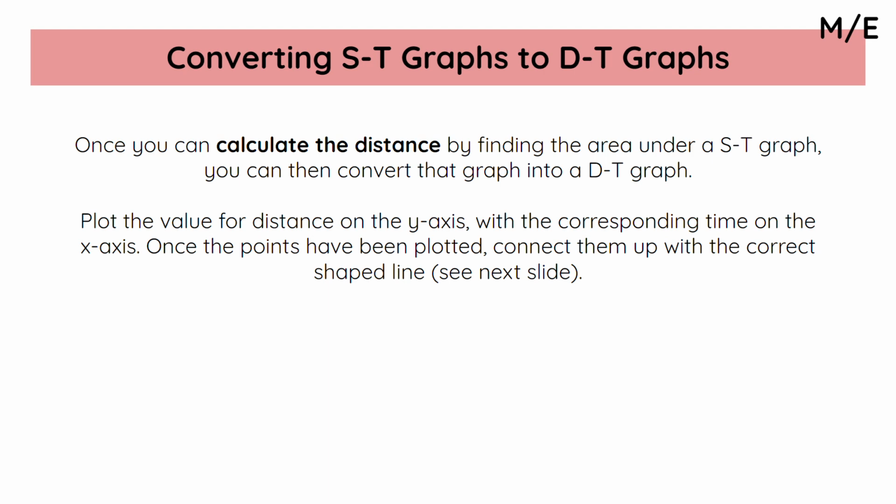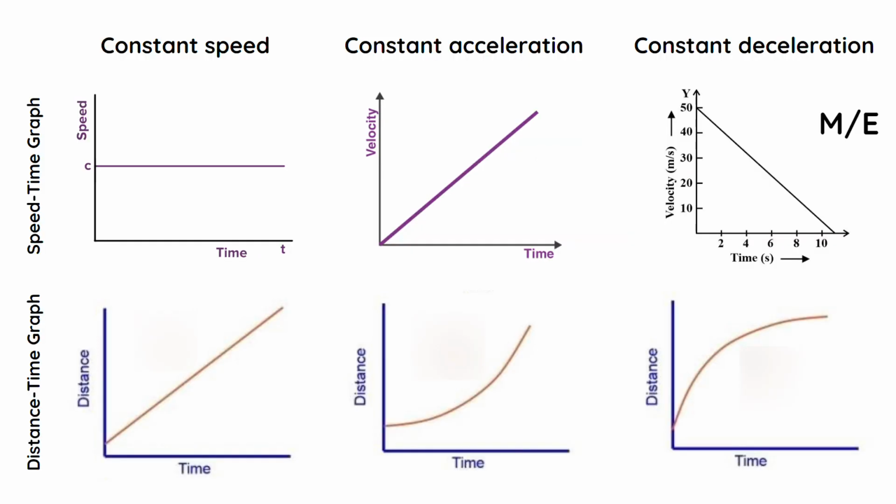The only bit you have to really figure out is what shape of line you need to use. So this is kind of the ultimate cheat sheet of what all of the different shapes and directions of the lines mean. In a speed time graph, a horizontal line means constant speed. A positive diagonal line means constant acceleration. A negative diagonal line means constant deceleration because our speed is decreasing.